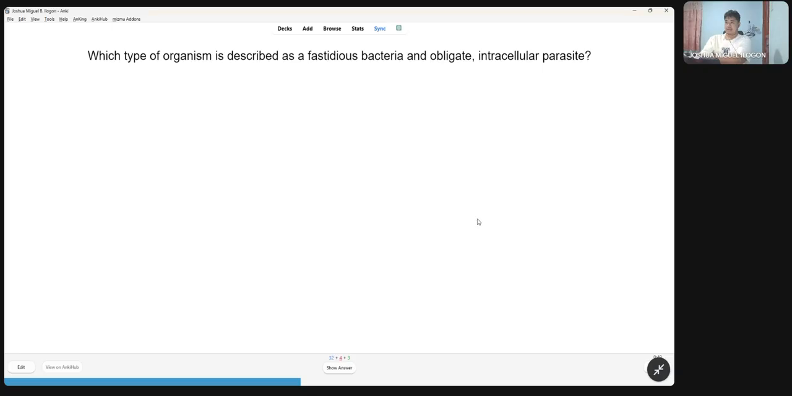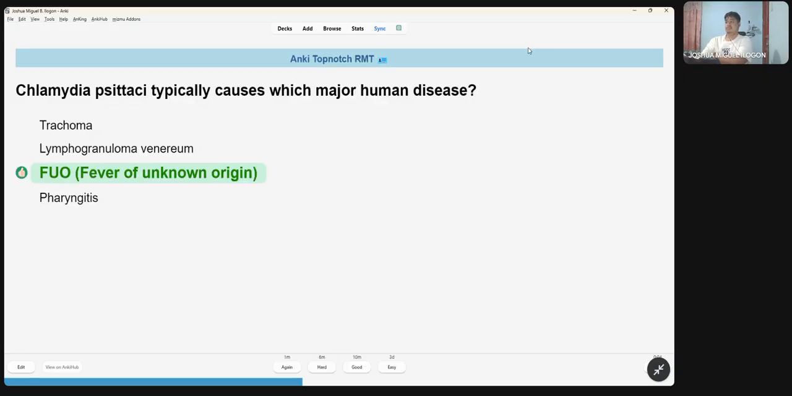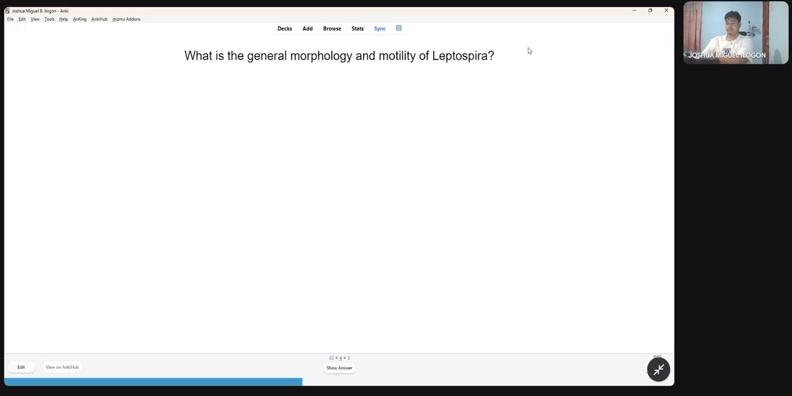That's your rickettsia. Yeah, rickettsia. Specialized microscopy technique used for leptospira diagnosis. Dark field. Alright, let's go. Sitaki FUO. Fever of unknown origin. Alright.